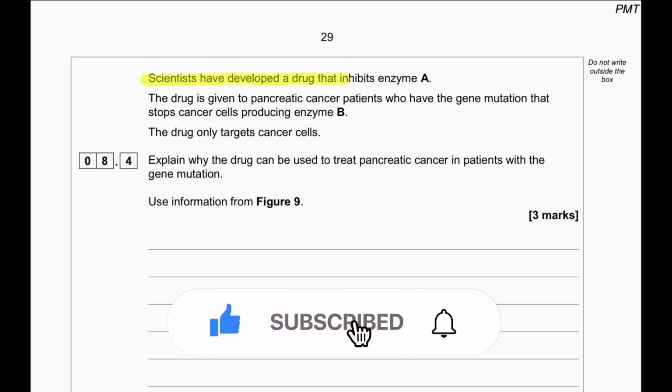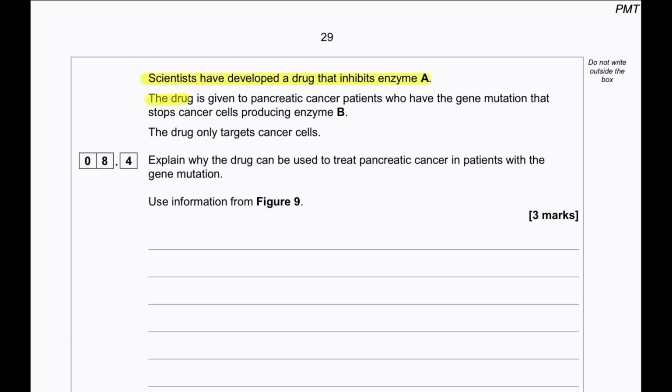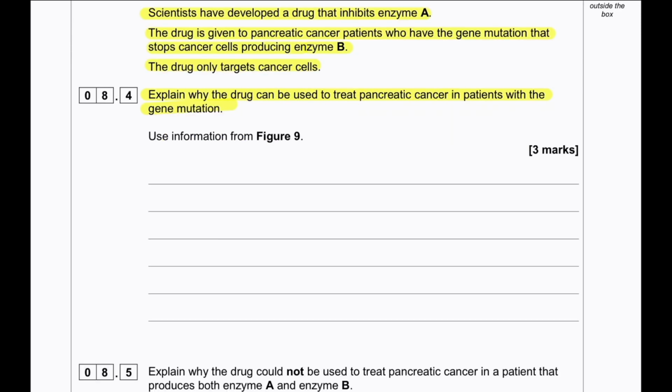Scientists have developed a drug that inhibits enzyme A. The drug is given to pancreatic cancer patients who have the gene mutation that stops cancer cells producing enzyme B. The drug only targets cancer cells. Explain why the drug can be used to treat pancreatic cancer in patients with the gene mutation. So basically, the understanding of this particular question is this.